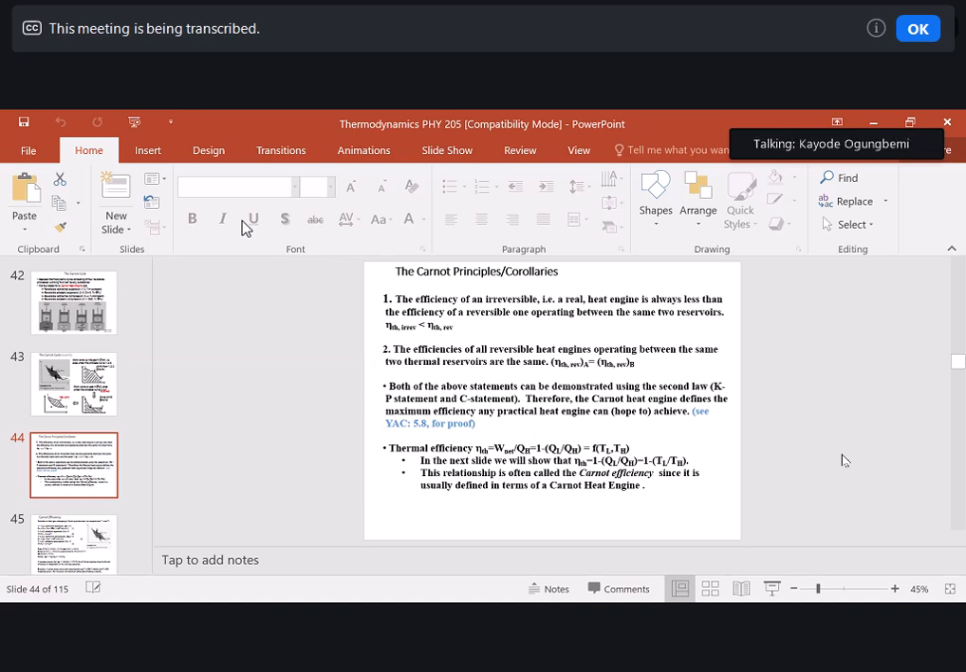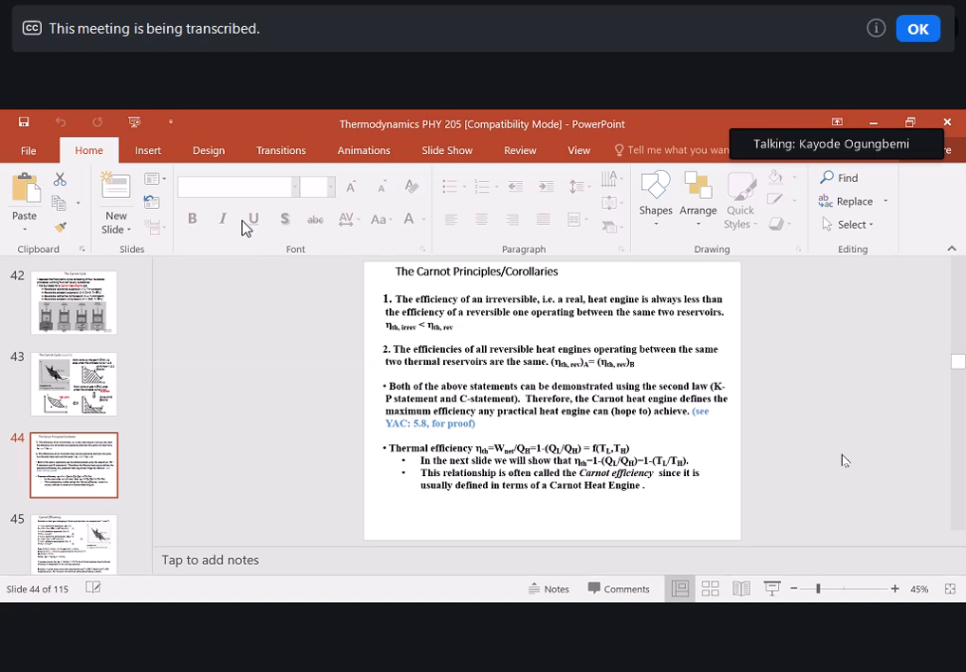However, both of the statements above, that is to say, irreversible is less in efficiency compared to reversible, and the efficiency of reversible engines operating in the same thermal condition is the same, demonstrate the second law of thermodynamics. Therefore, the Carnot engine defines the maximum efficiency of any practical engine.